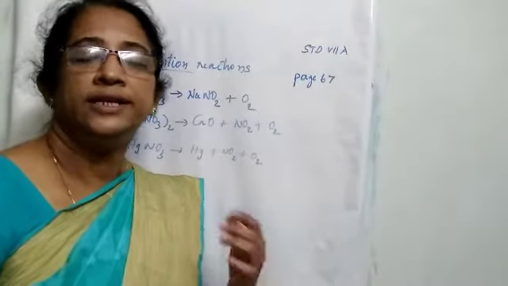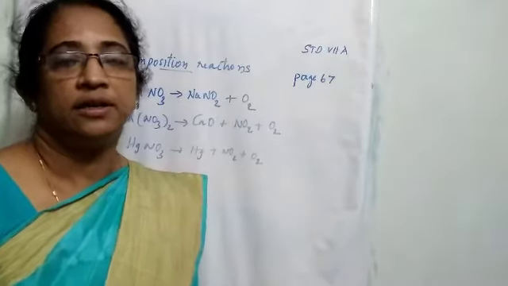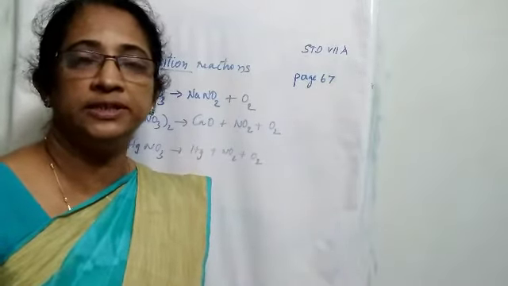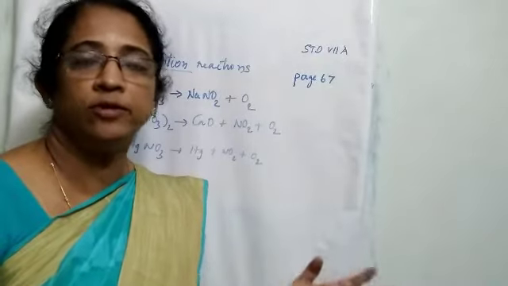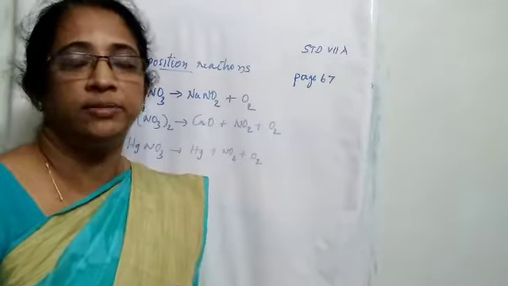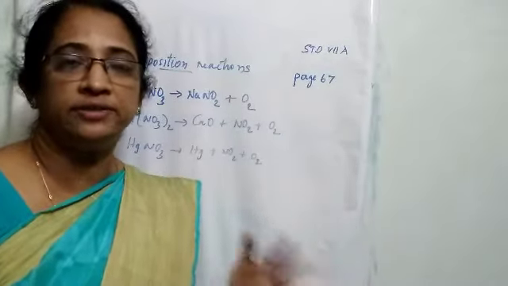Next, let us discuss the action of heat on various nitrates. The first two elements in the activity series are sodium and potassium. We all know that the nitrates are KNO3 and NaNO3, isn't it? Potassium nitrate and sodium nitrate. Then what happens to these nitrates on heating?